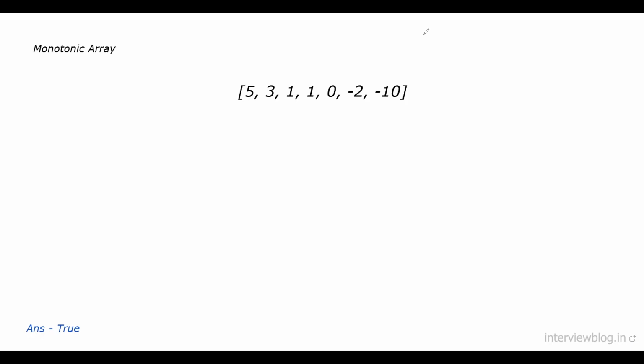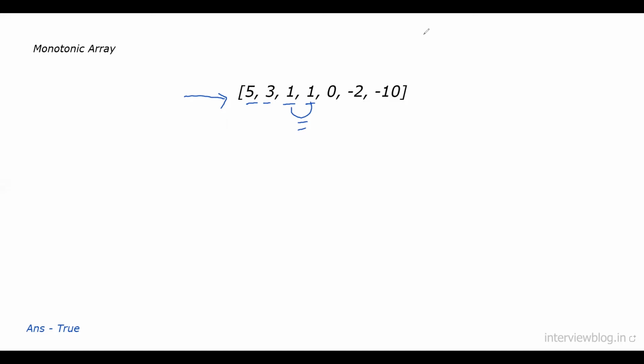So let us now consider this example. In this case, we can see that 5 is greater than 3, 3 is greater than 1, but this one is equal to this one. So the question does not say that the array should be either strictly increasing or strictly decreasing. The question says that the array should either be in increasing fashion or in decreasing fashion.